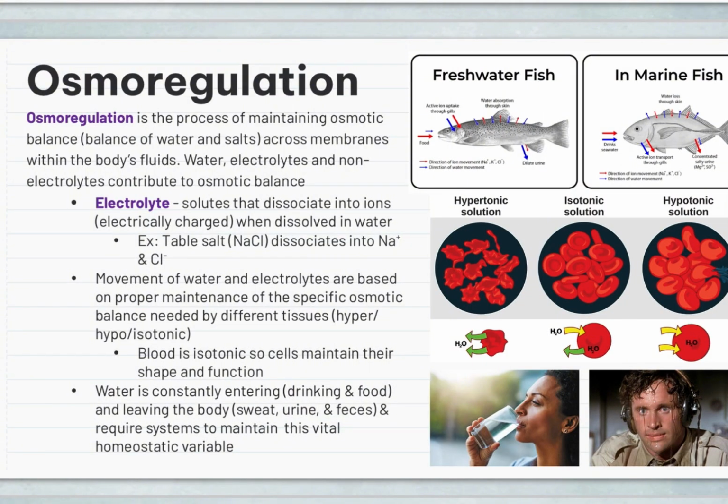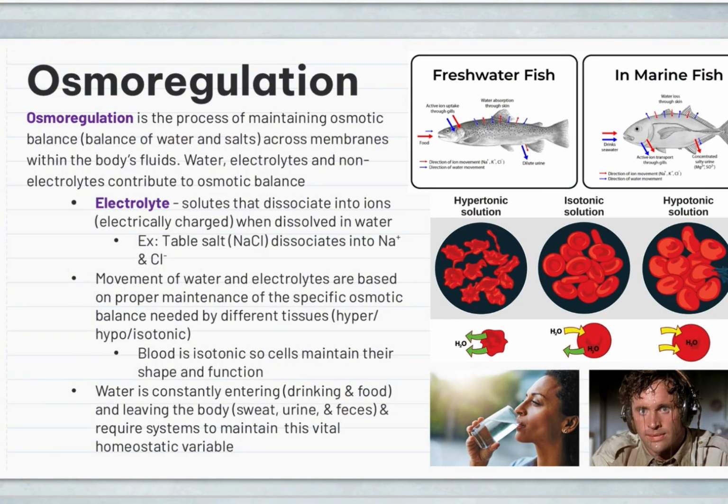The movement of water and electrolytes is based on proper maintenance of specific osmotic balance, which is needed by different tissues, so hyper, hypo, or isotonic. Blood is actually isotonic, so cells maintain their shape and function, which is why it's vitally important that we maintain that balance of our blood, because if our blood dips into hyper or hypotonic situations, all of that blood is defective and it can cause some serious issues.